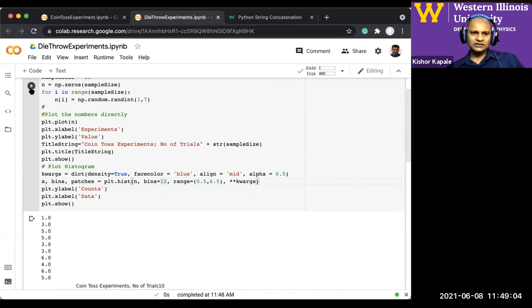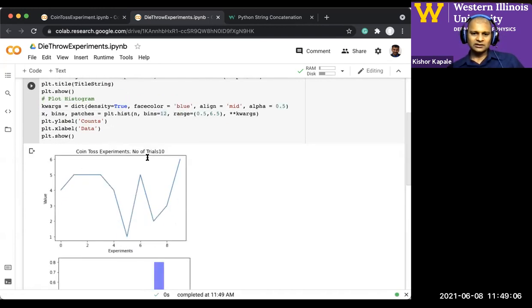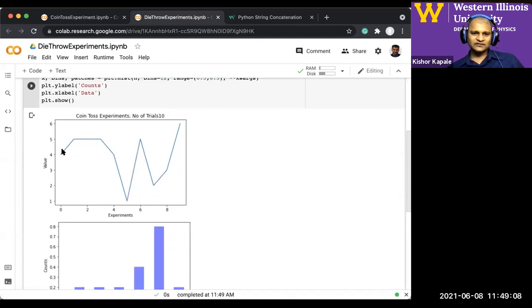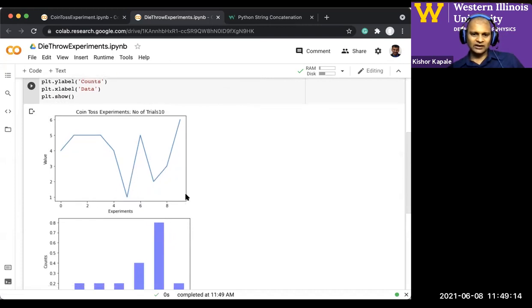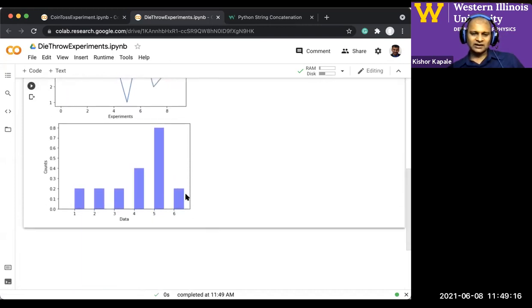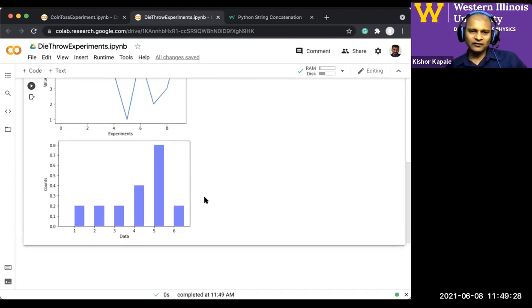All right, so let's now run that again. And these are individual numbers, 4, 5, 5. Then sometimes you got 6, sometimes you got 1. And here are the tosses, and you could see that 5 appeared more times than the rest of them. So the probability distribution is not uniform. You expect it to be uniform for a die throw, right?